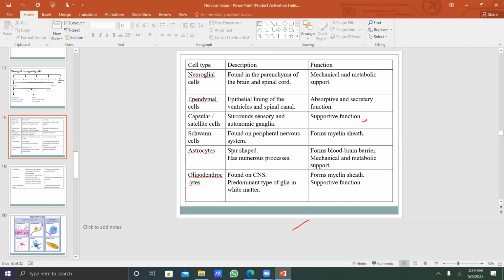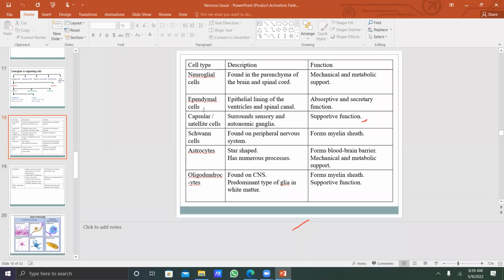This table will show you a brief description and notes on function of these various neuroglial cells. So, mainly the neuroglial cells found in the parenchyma of the brain and the spinal cord, and their main function is to give mechanical and metabolic support to the neurons.